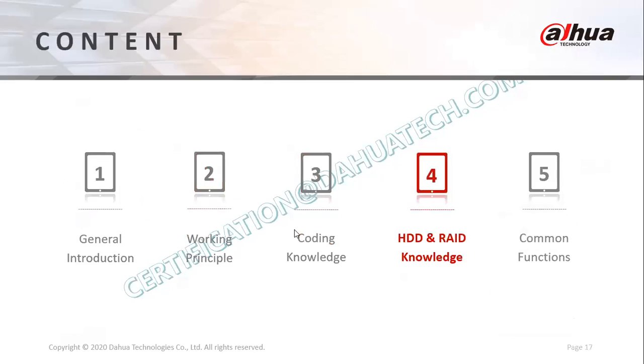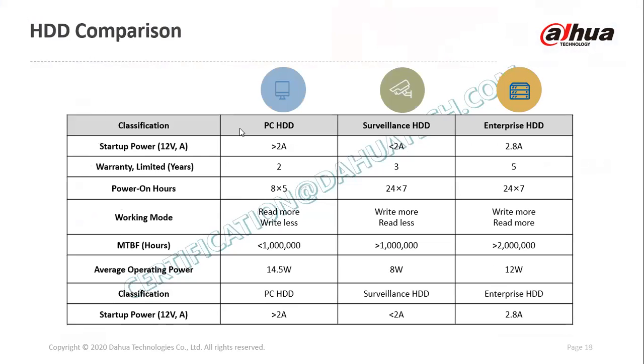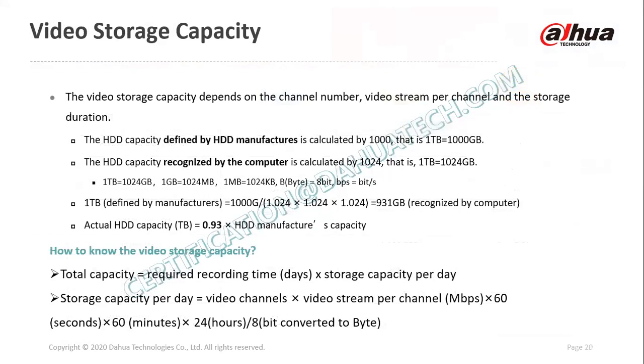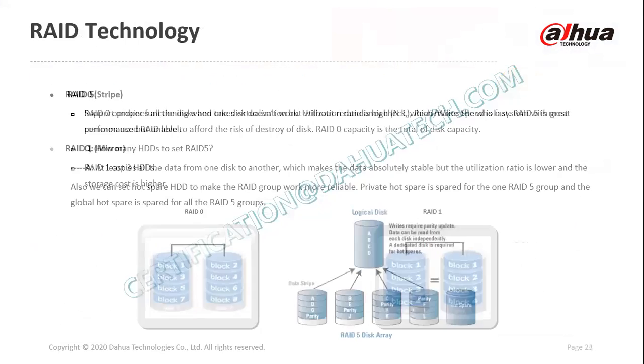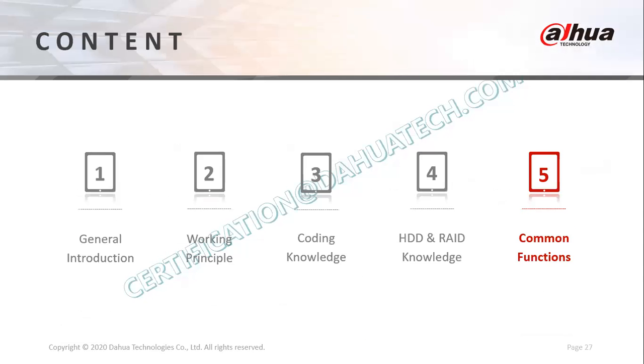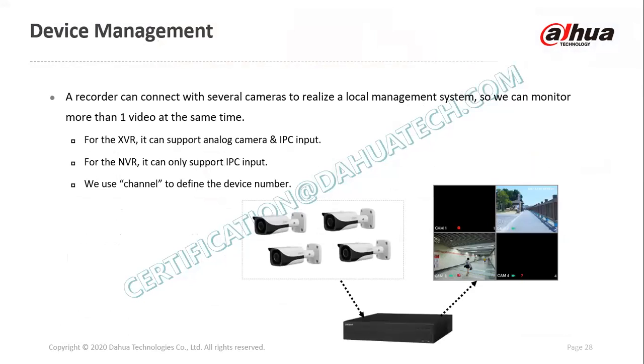Now we talk about common functions of recorders. We say the XVR can support analog cameras and IP cameras, while the NVR can support only IP cameras. If we say channel, it means the number of cameras the device can support.